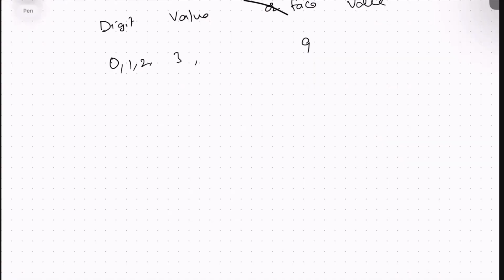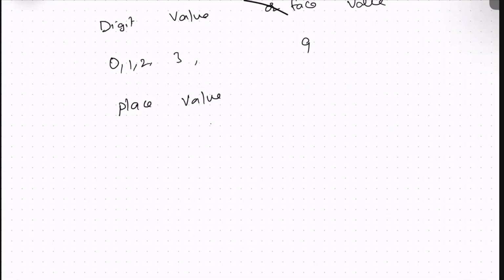Secondly, the place value. Based on the place inside the number, the place value changes, and the place value of a digit is found based on its place in the number. For example, we just gave a different example here.